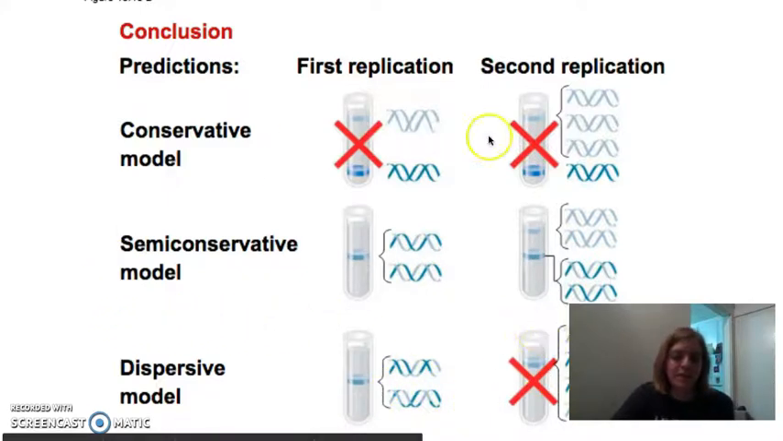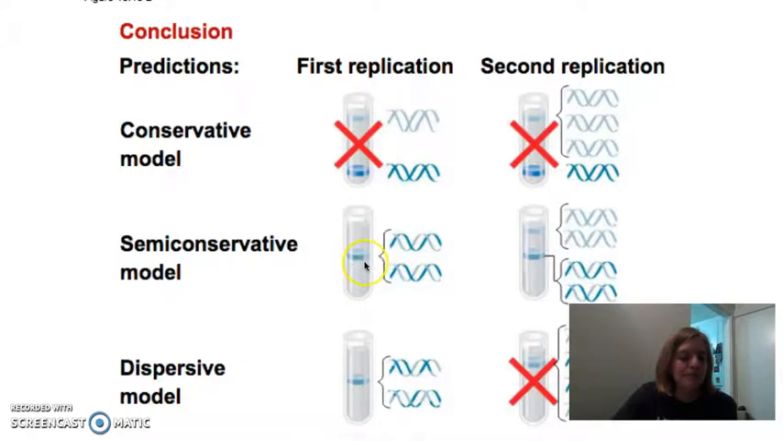What they ended up seeing was that the first round of replication produced a medium density band, which indicated there might be some N15 from the original sample and N14 from the new sample. And then in the second round of replication, they had a very light density band, which indicated those two brand new daughter DNA molecules, and then the middle density band, which indicated the molecules with the one parent strand that contained the nitrogen 15.